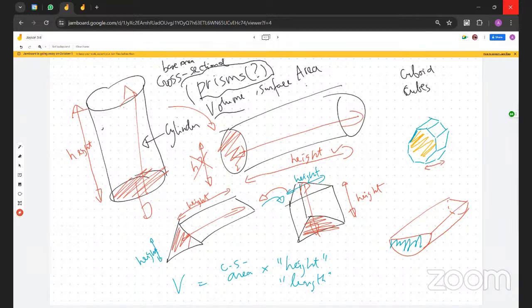Okay. So once you know the cross-sectional area, it affects the volume and it also affects the surface area calculation. So very useful. Cross-sectional area is just useful. So far, so good?